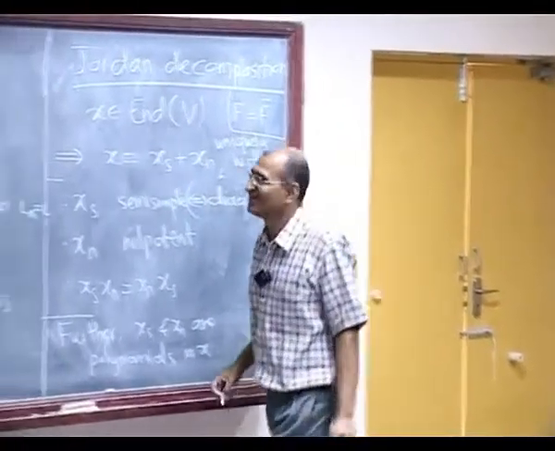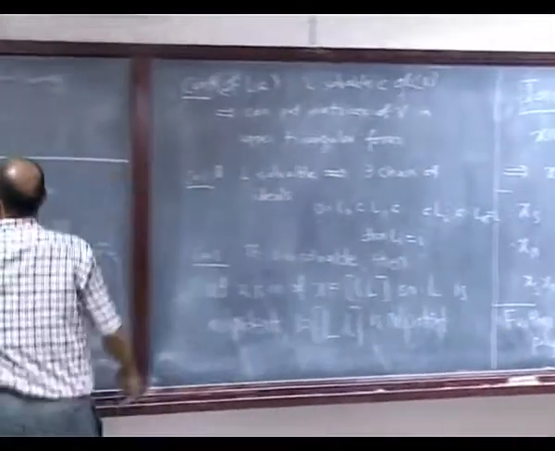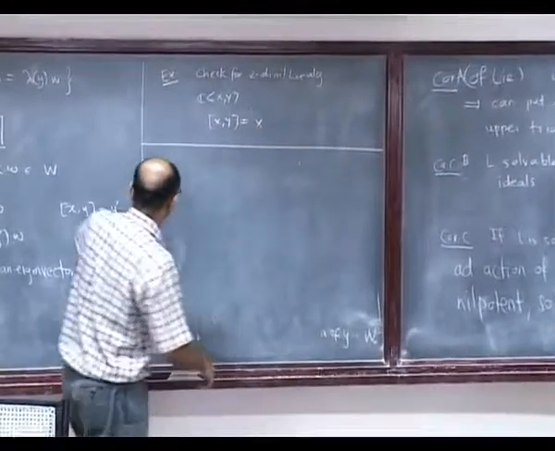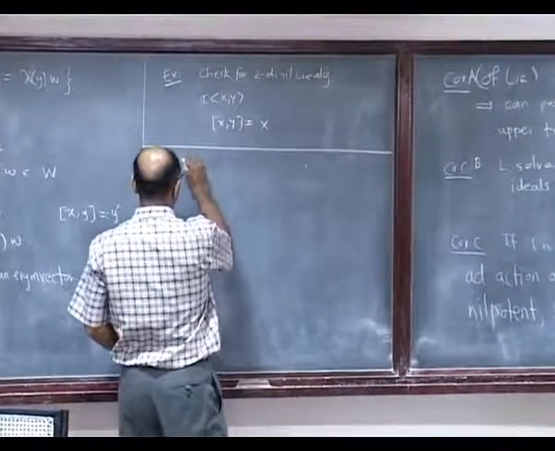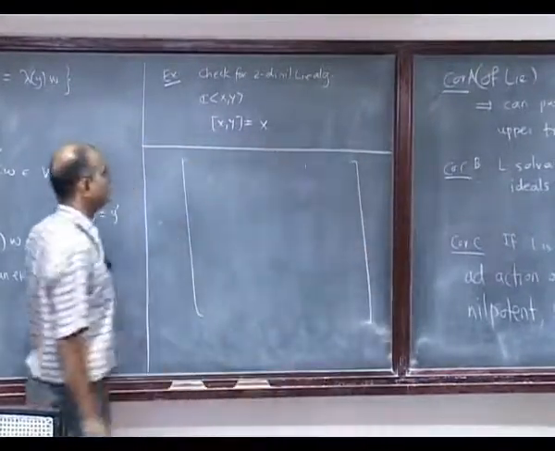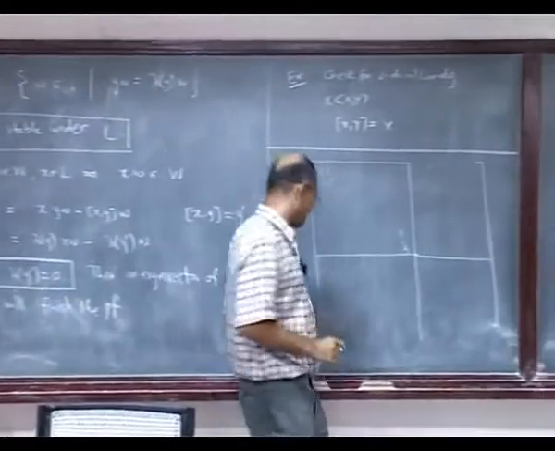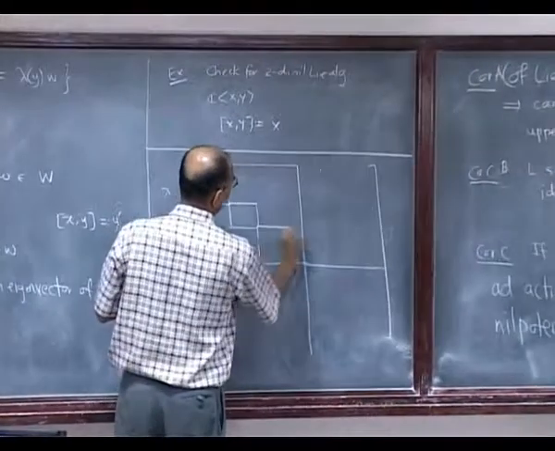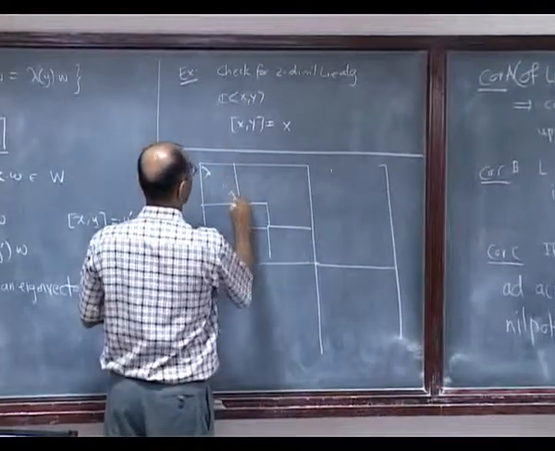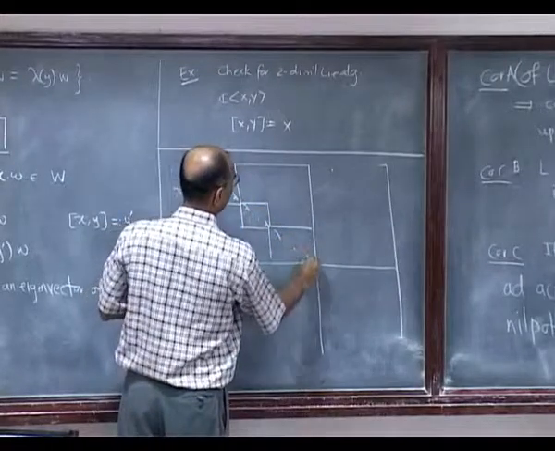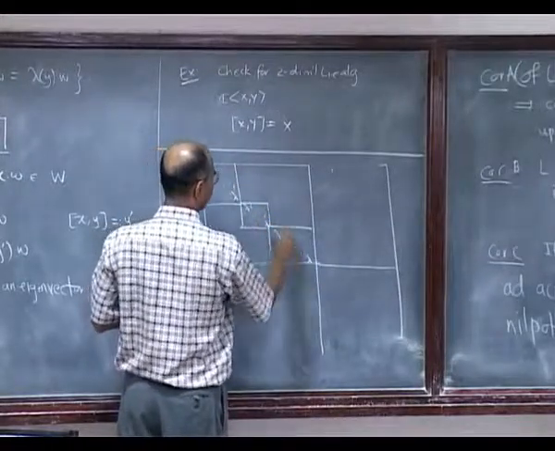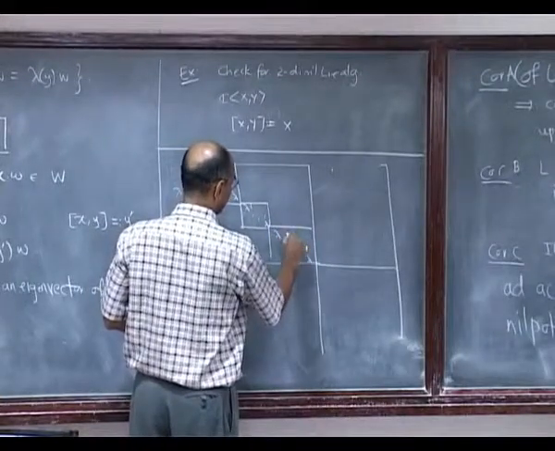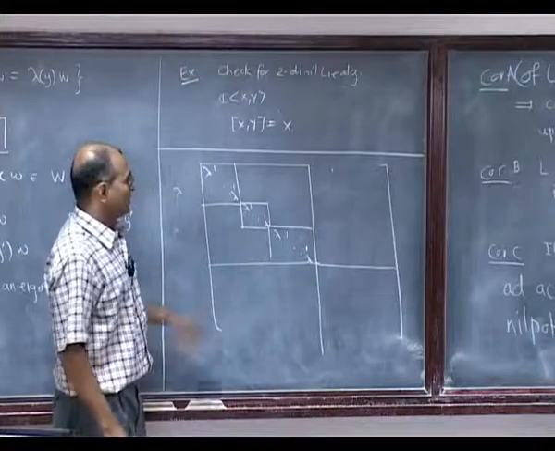Has everybody at least seen the actual Jordan canonical form of a matrix? Yes. So let us write that down. How does the Jordan canonical form of a matrix look like? The matrix itself splits into various blocks, and each block is of this kind: lambda, lambda, since this is a block.